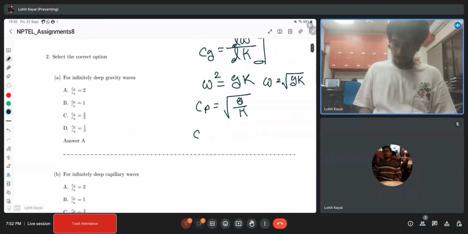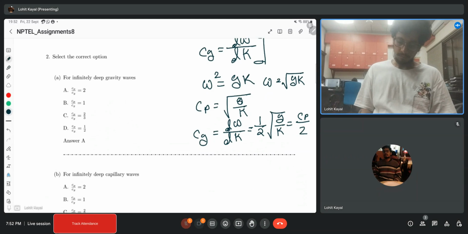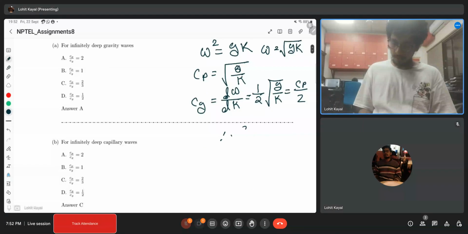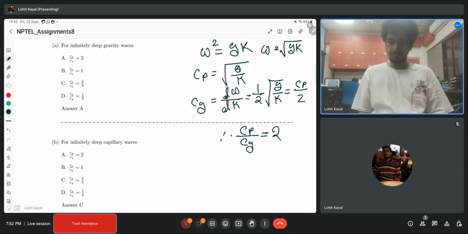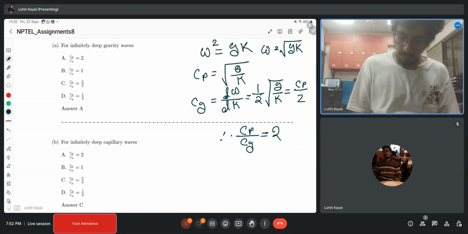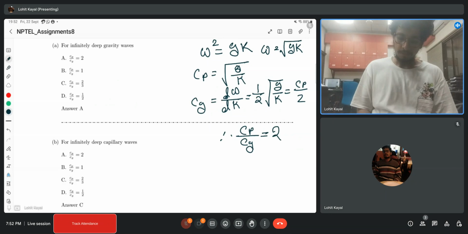Now what will be your Cg? Cg will be your d omega dk, which is half square root of g by k, equal to Cp by 2. So Cp by Cg will be 2. That means the phase speed is higher than the group velocity.